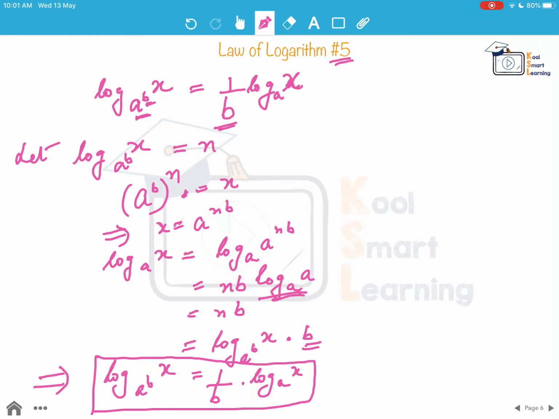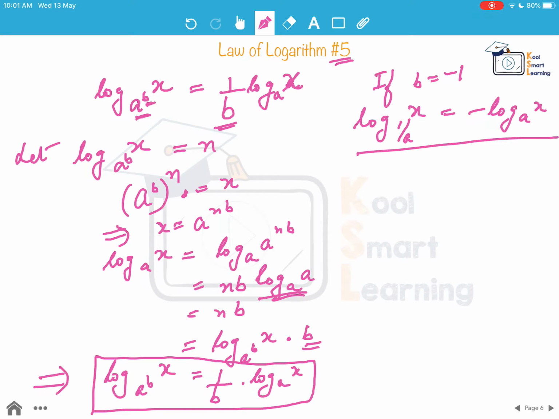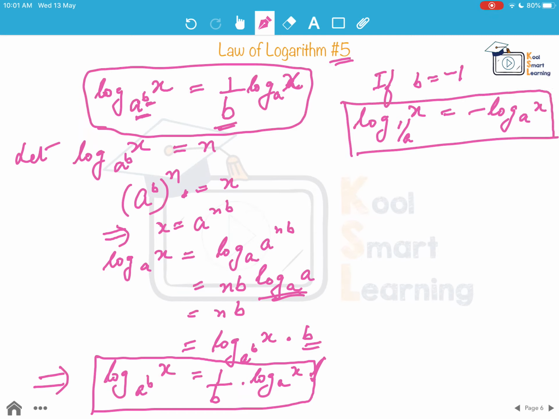And now a special case for this is if b is equal to minus 1. This implies that we have log of x to the base 1 by a. This will be nothing but minus log of x to the base a. Why? Because we have b as minus 1 over here and we put the value in the given property. In this property, if we put b as minus 1, we get another property, or we can say this is just an extension of this property, that log of x to the base 1 by a is nothing but minus log of x to the base a.